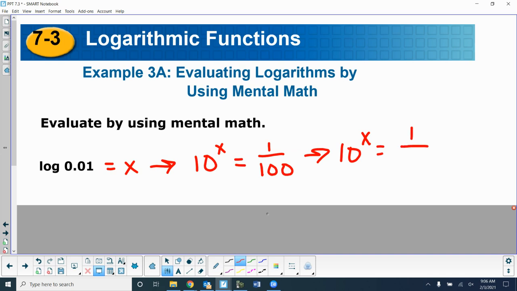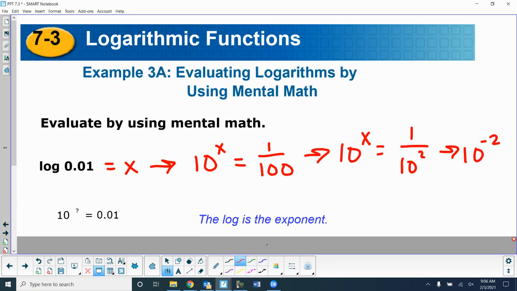How can I write 100 with that base? You could do 1/10. Well, if it was a 10, it'd be 1/10, but it's 100, so it's 1/10 squared. So when the exponent's in the bottom and we want to put it up top, what happens to it? It becomes negative. That's the answer to that, -2.